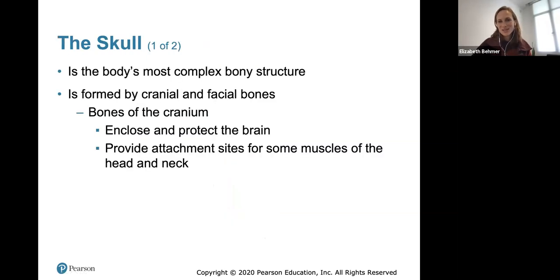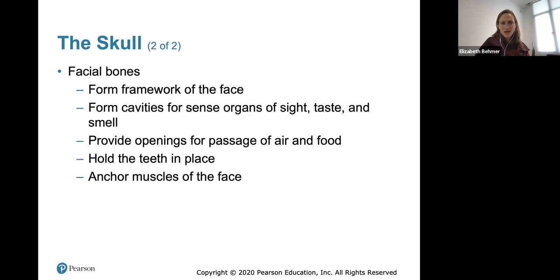So we'll start with the skull. It's the body's most complex bony structure, as you will be well aware. It's formed by cranial and facial bones. The bones of the cranium enclose and protect the brain, and they provide attachment sites for some muscles of the head and the neck. The facial bones form the framework of the face. They form cavities for the sense organs of sight, taste, and smell, like your eyeballs and your ears. The facial bones provide openings for passage of air and food, hold your teeth in place, and anchor the muscles of the face that are used for facial expression.